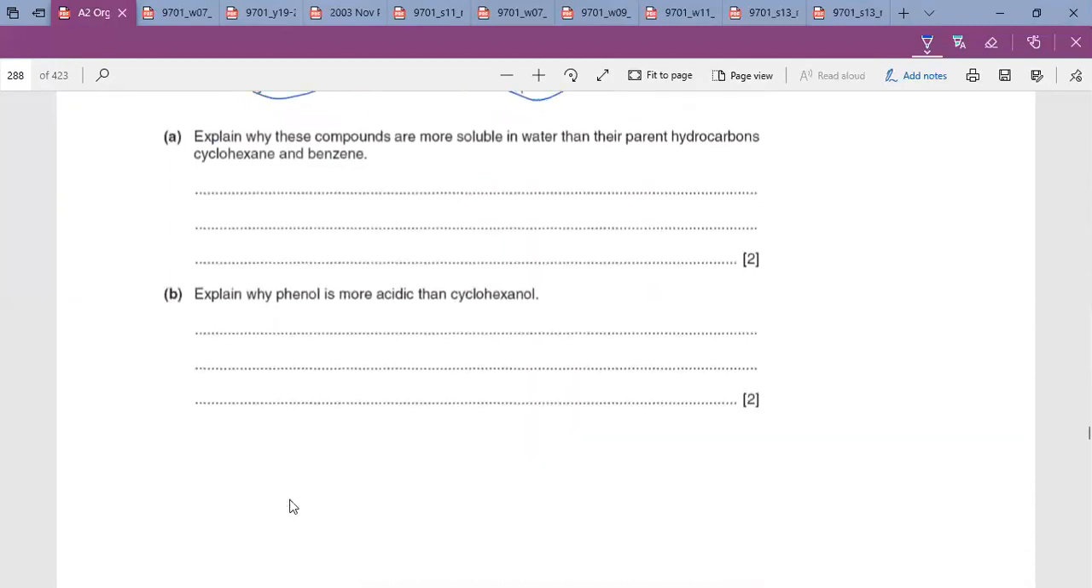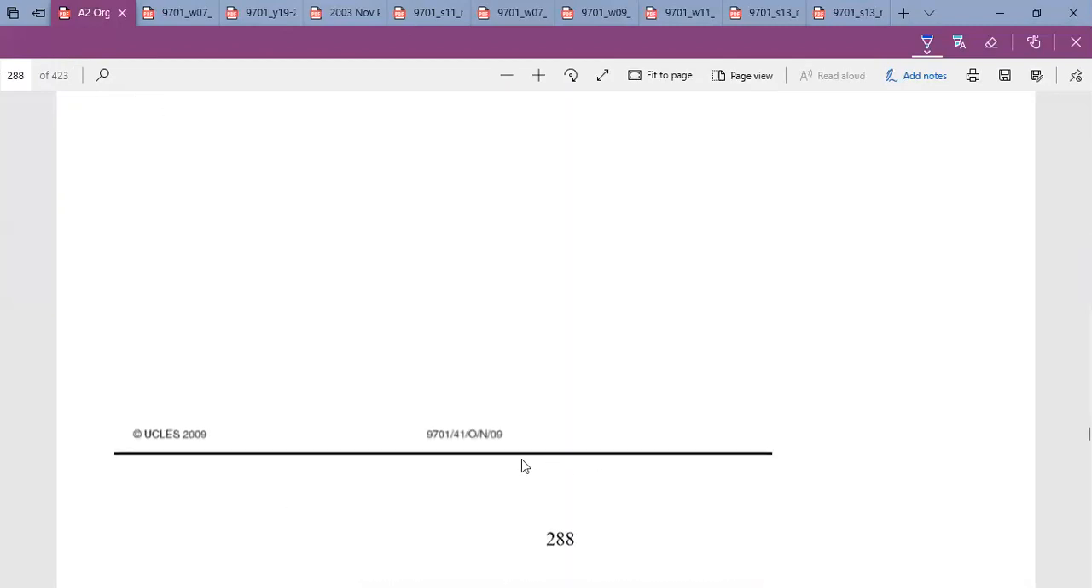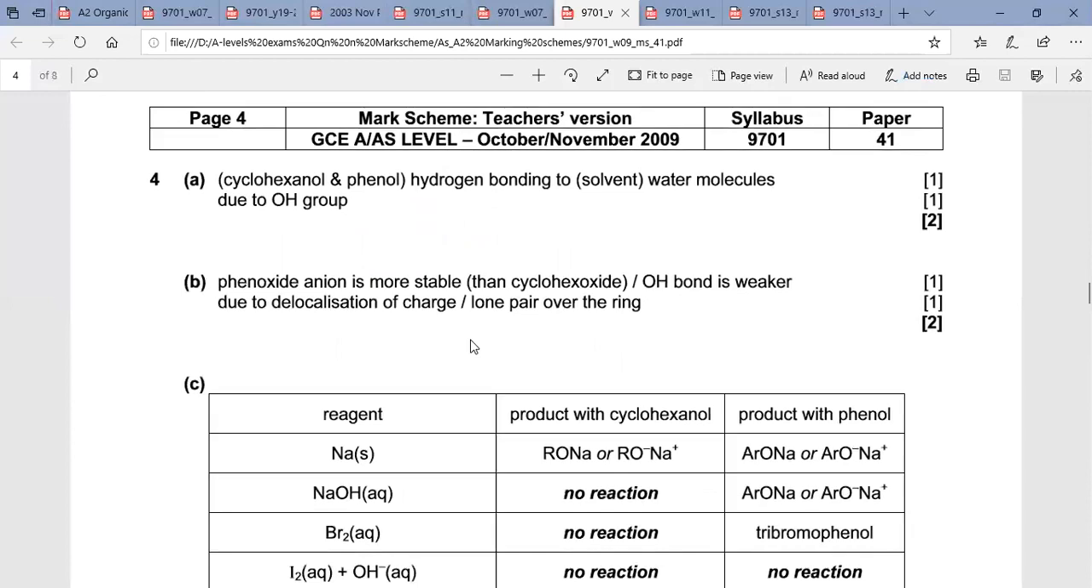Now let's see how the marking goes here. I don't have time already. I must go to the mark scheme. I thought I had it here. Here. See, I prepared myself. Now, why are they more soluble in water here? Because of hydrogen bonds. See now?